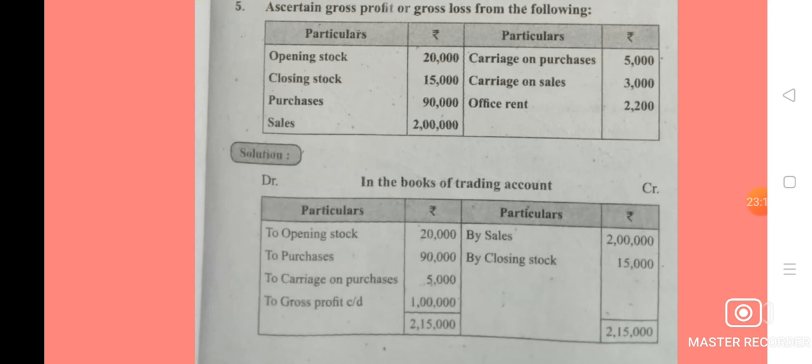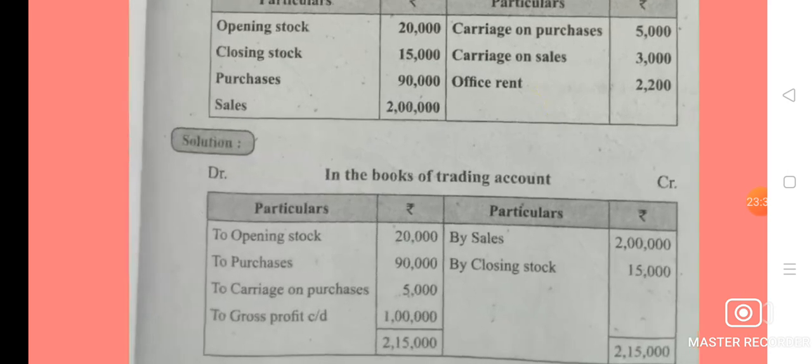Okay, so in the books of trading account, first we will come to the debit side. To opening stock 20,000, purchases 90,000, then carriage on purchases 5,000. Then we will come to the credit side. So only sales and closing stock will appear on the credit side, right? Other items will appear on the debit side of the trading account. Okay, trading means buying and selling. All the direct expenses will be shown in the trading account. Okay, so by sales 2 lakh, by closing stock 15,000.